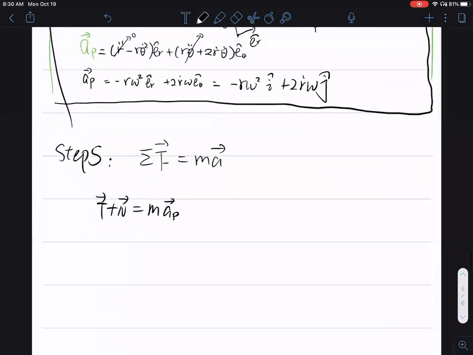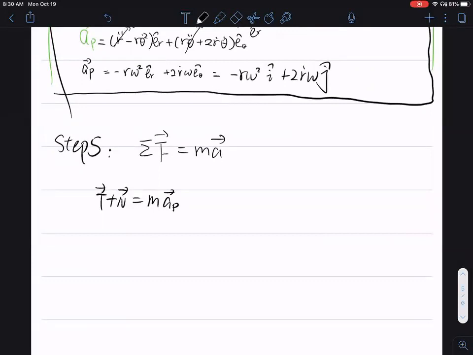Now we can substitute all the i and j's into this equation. Negative T i plus positive N j equals m times negative omega square r i plus 2 omega r dot j. That's your acceleration.